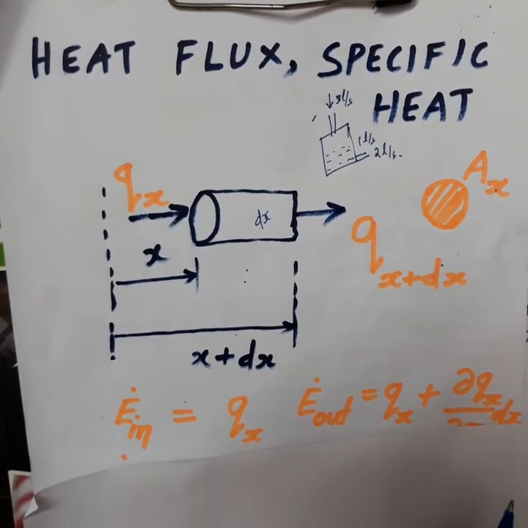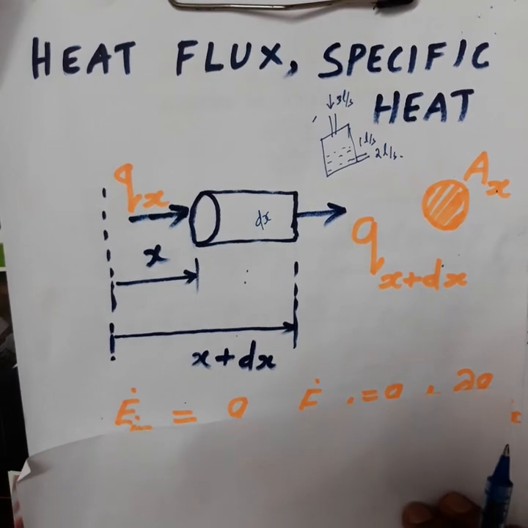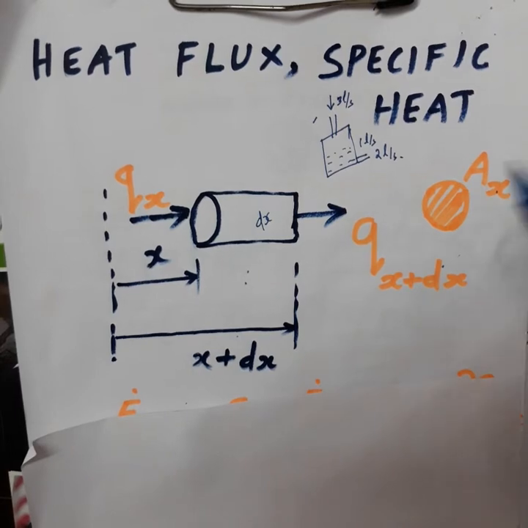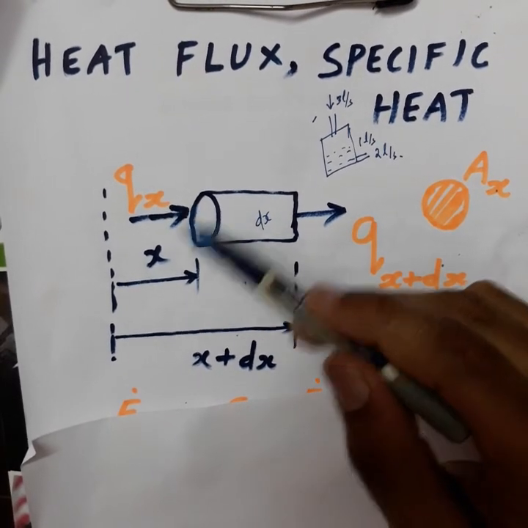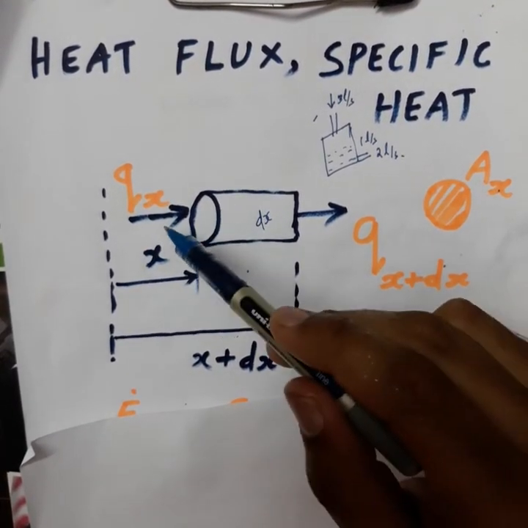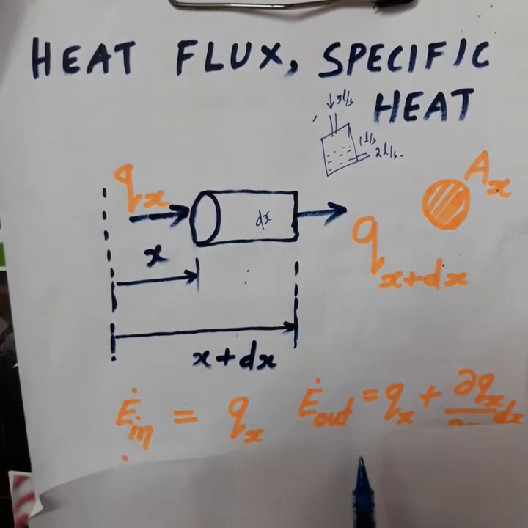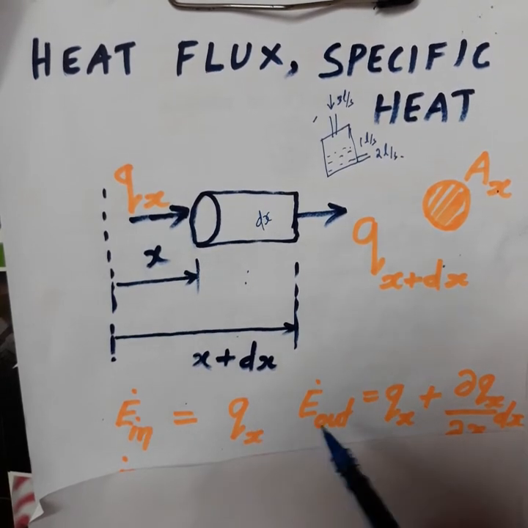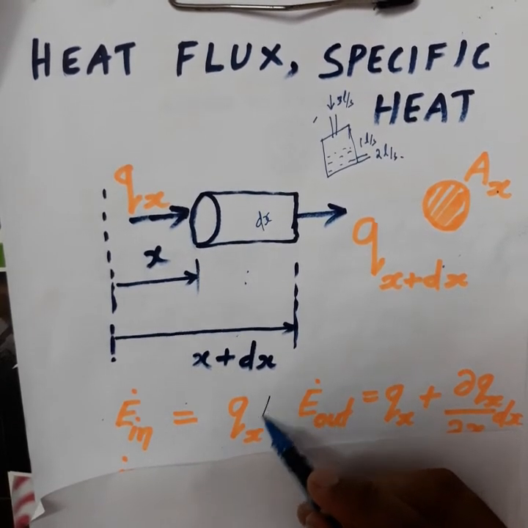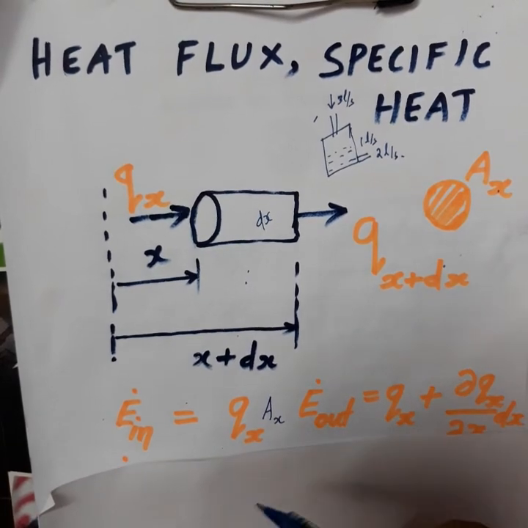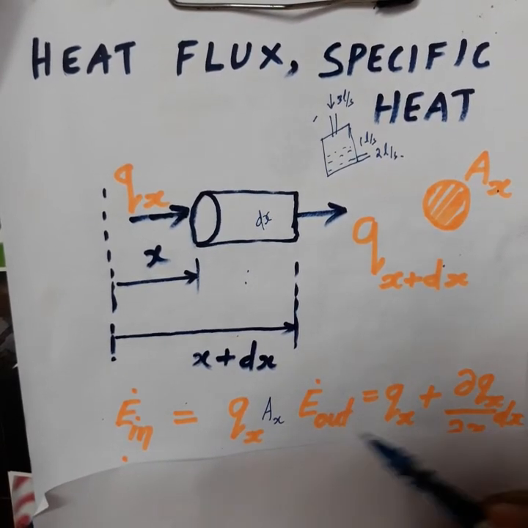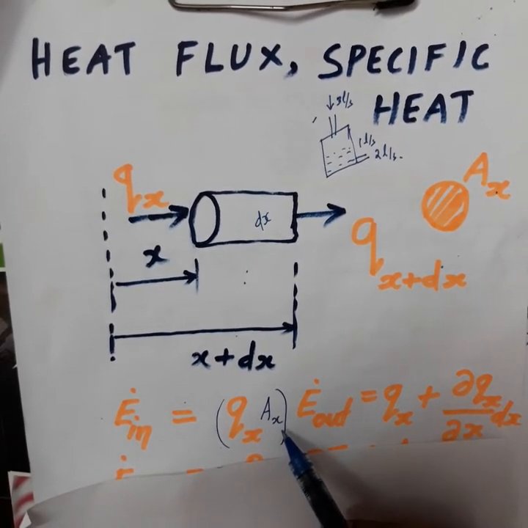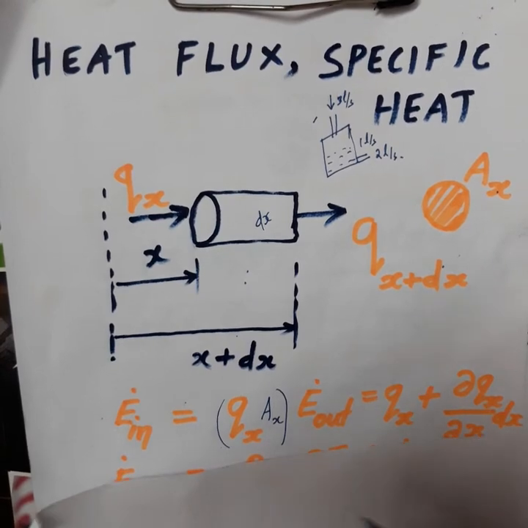So put it in mathematical terms. But just before that, try to understand what is coming in. This is the heat flux that is coming in. So the rate at which energy is coming in is qx times Ax. I will make it watts, because the unit of flux is watts per meter square, and multiplying with meter square makes this whole quantity in watts.